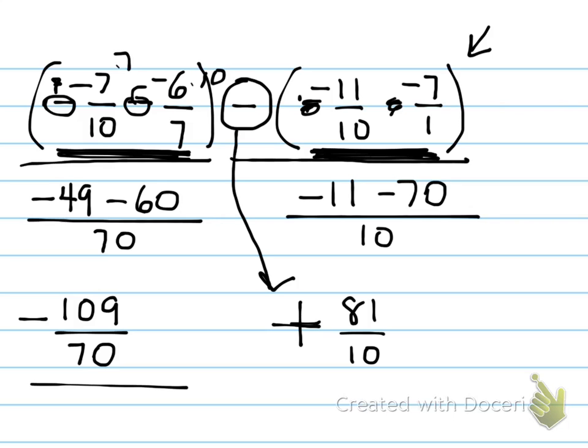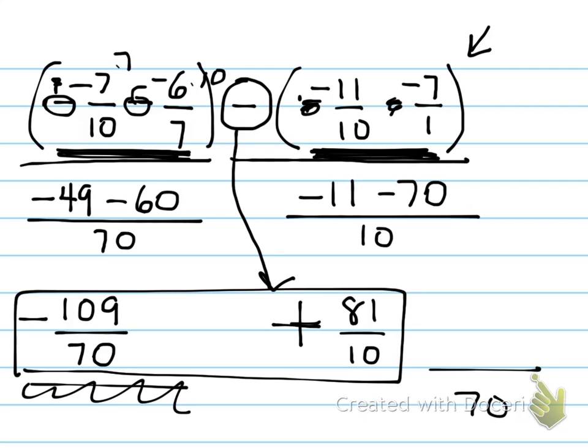The LCD for 70 and 10 is, I'm out of room, so 70. Let's do it over there. Okay, so I still have to combine these, right? And that negative turned my negative 81 over 10 into a positive one. So it's 70. If I change the denominators, I must also change the numerator. 70 divided by 70 is 1 times negative 109 is still negative 109.